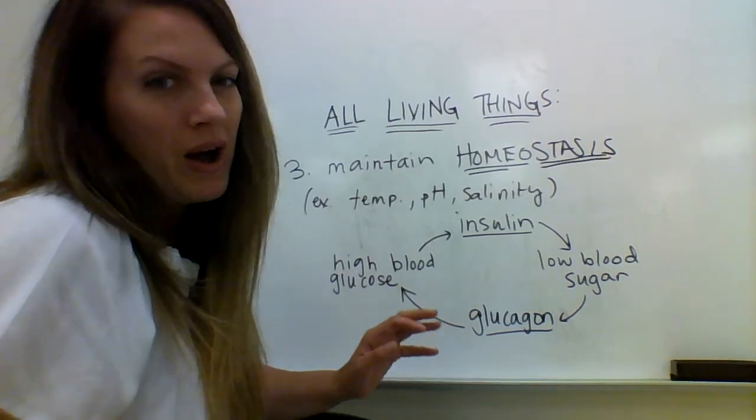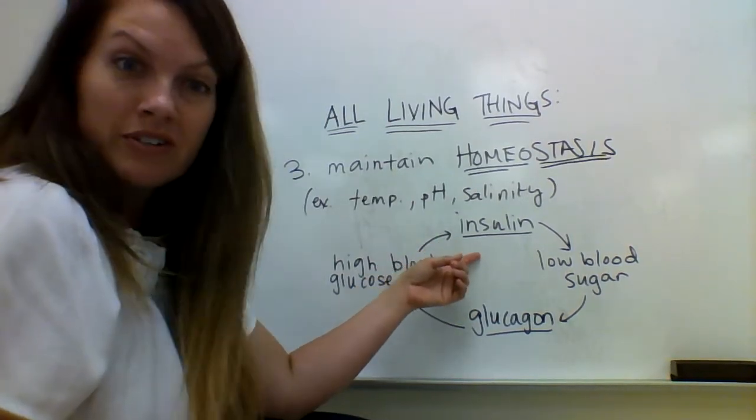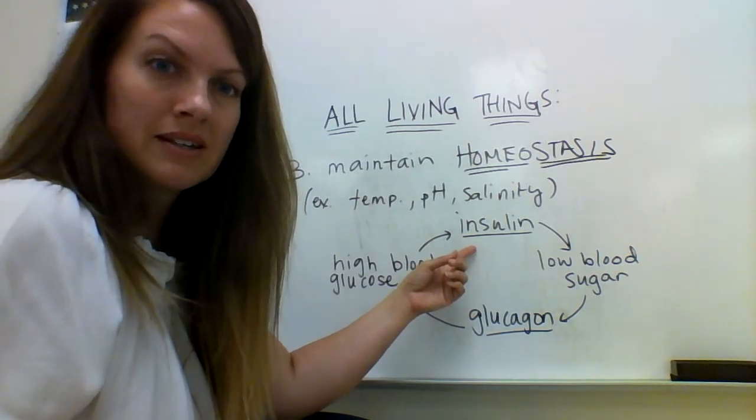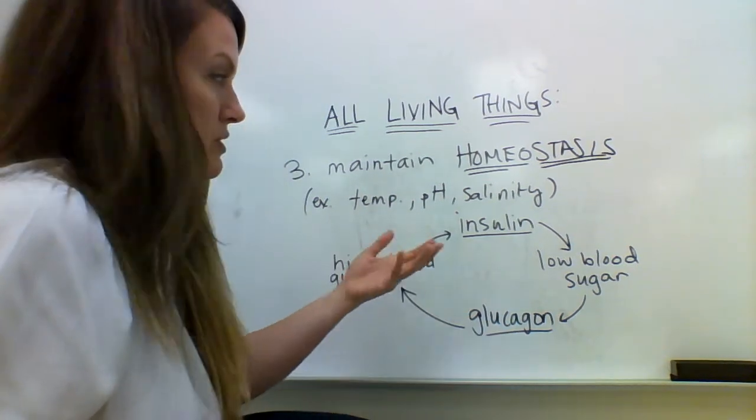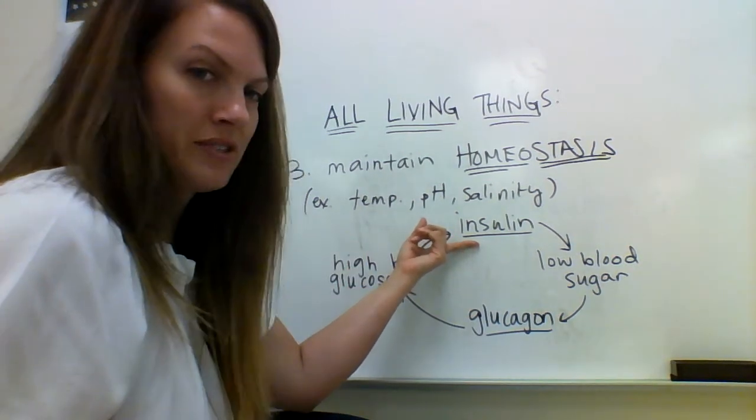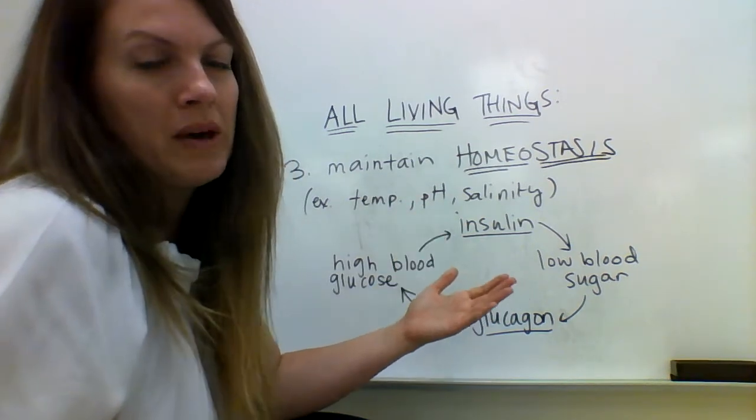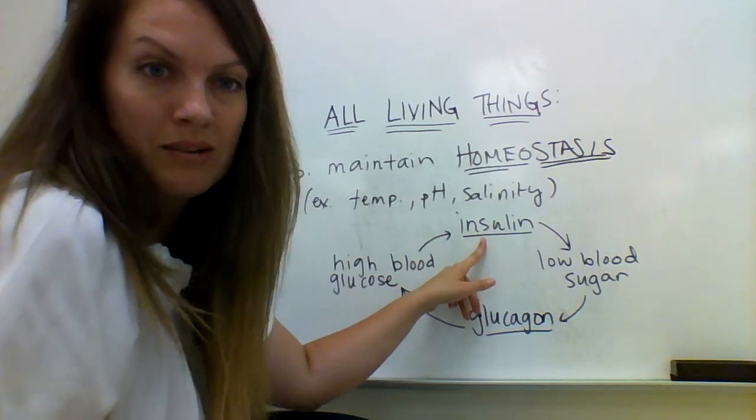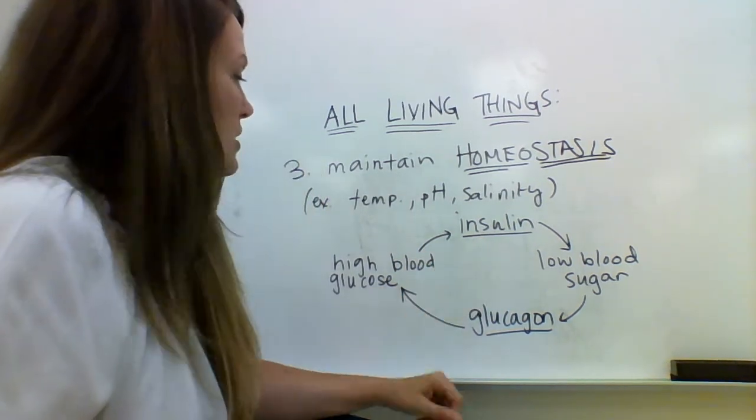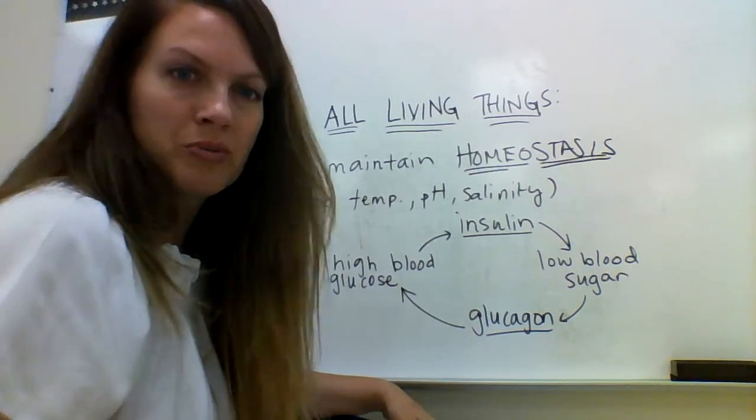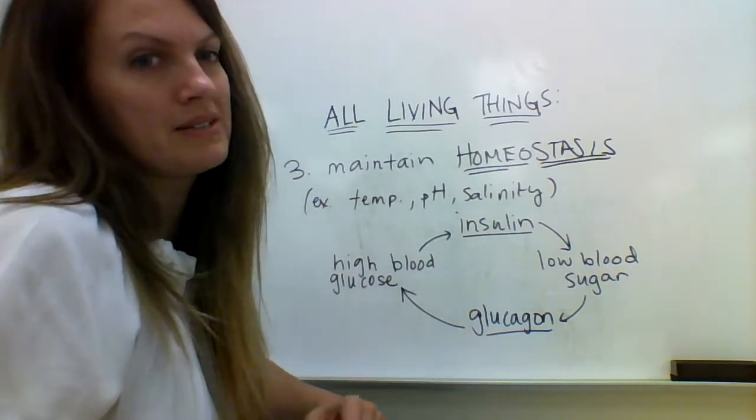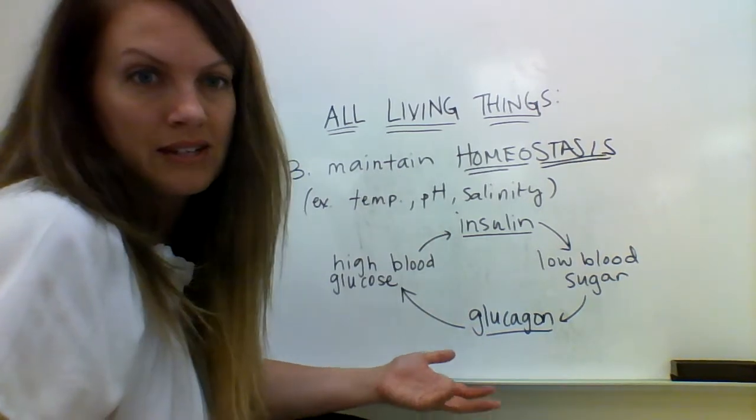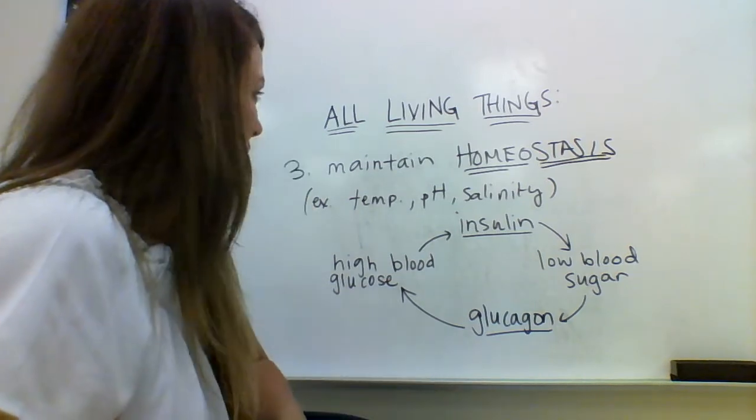If things start to go out of whack, if your body doesn't produce enough insulin, for example, or if your body stops being responsive to insulin, then you get into a situation where you'll either need to take insulin shots, like if you have type 1 diabetes, or you may have to just regulate the food that you eat because your body doesn't respond to its own insulin anymore. That's type 2 diabetes. So there are certainly situations where homeostasis gets out of whack, but your body's natural process is to try to regulate these concentrations on its own. So that's number 3.